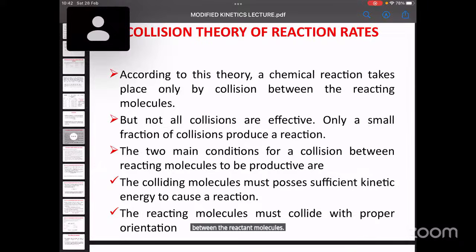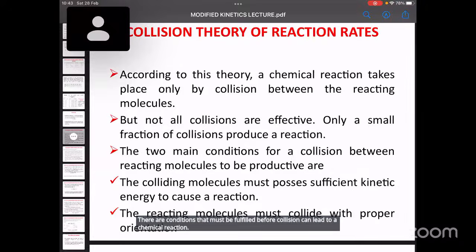But not all collisions are effective. That is, if you have A reacting with B, all the molecules of A and all the molecules of B are going to be colliding. That is the only way you can have a reaction. But it doesn't mean that every time they collide, it must result in a reaction. No. There are two main conditions for collision between reacting molecules to be productive. It doesn't mean that immediately they collide, there's a reaction. There are conditions that must be fulfilled before collision can lead to a chemical reaction.